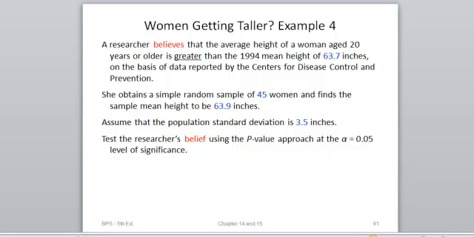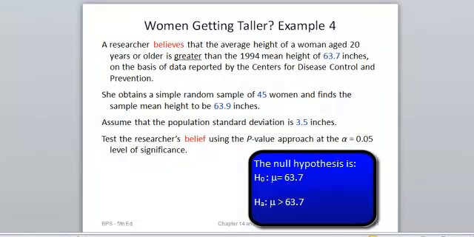A researcher believes that the average height of a woman aged 20 years or older is greater than the 1994 mean height of 63.7 inches on the basis of data reported by the Centers for Disease Control and Prevention. She obtains a random sample of 45 women and finds that the mean height is 63.9. Assume the population standard deviation is 3.5 inches. Test the researcher's belief, using the p-value approach, for a significance level of 0.05.